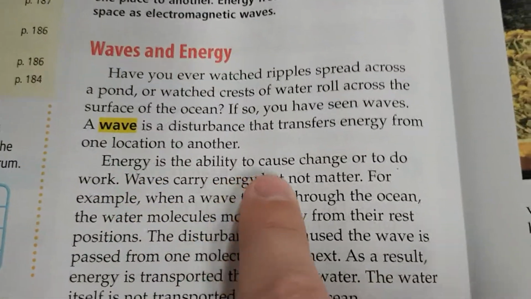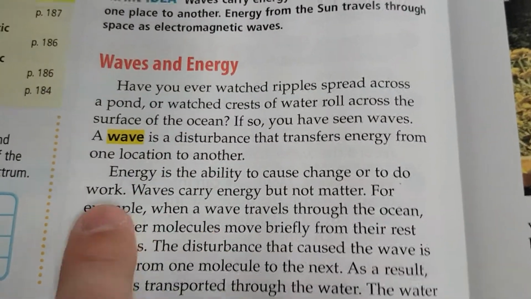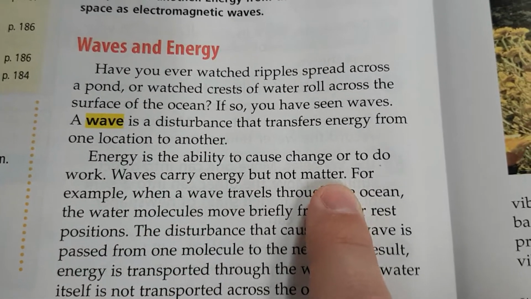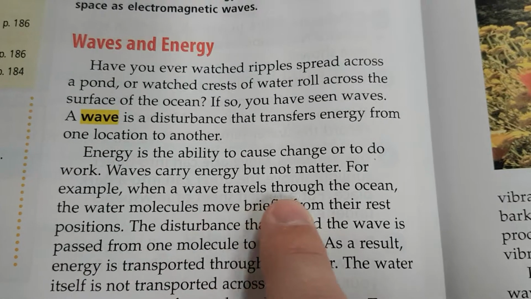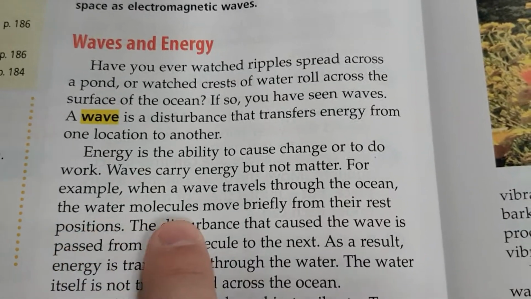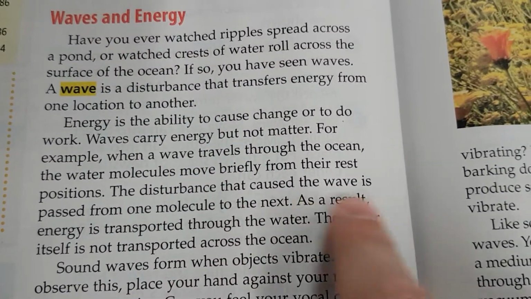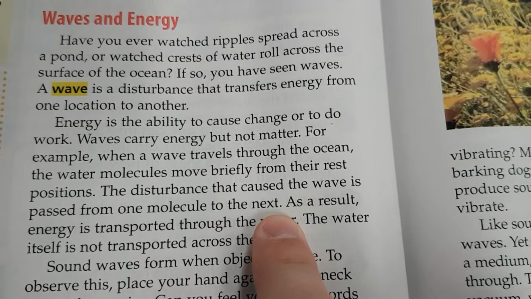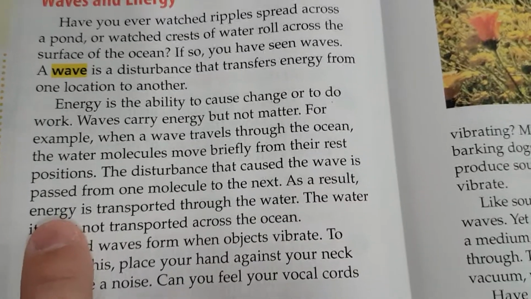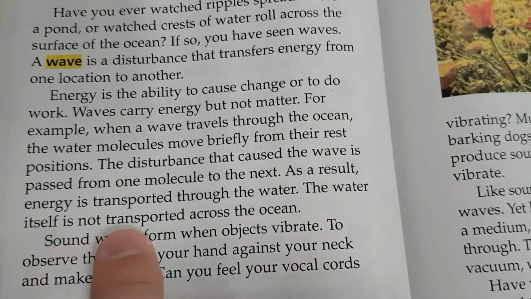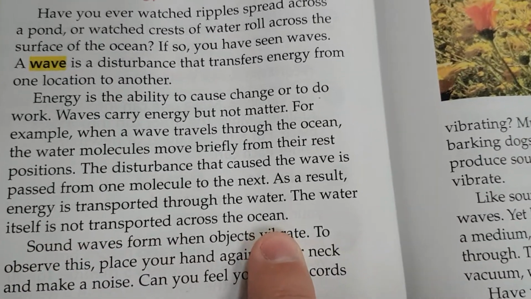Energy is the ability to cause change or to do work. Waves carry energy but not matter. For example, when a wave travels through the ocean, the water molecules move briefly from their rest positions. The disturbance that caused the wave is passed from one molecule to the next. As a result, energy is transported through the water. The water itself is not transported across the ocean.